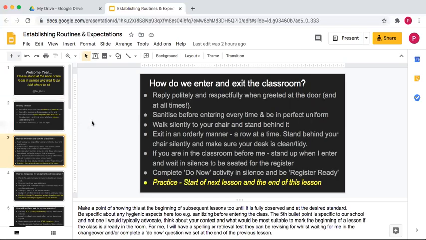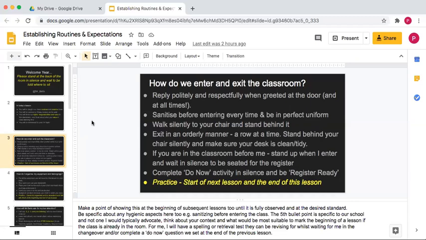So each slide has a question at the top of it from a student perspective. So this one is, how do we enter and exit the classroom? Again, these are going to be practiced at the bottom of the slide there. It's a reminder for me and the class, this is going to be expected at the beginning of next lesson, the entering. And of course, at the end of the current lesson you're in, the exit will be modelled and practiced.